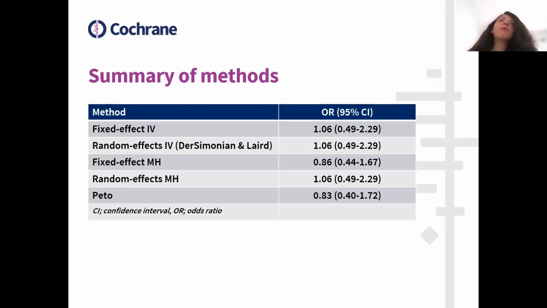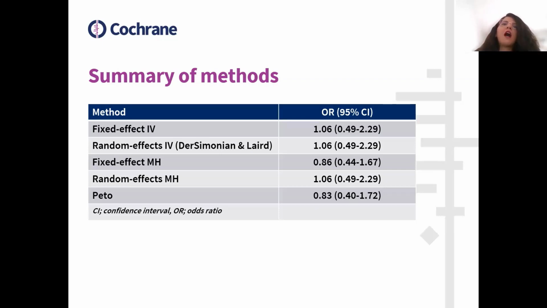So in total, we applied 5 different models to calculate our summary estimate, and we have 5 different estimates. As you can see, the fixed effect inverse variance, the random effects inverse variance, and the random effects Mantel-Haenszel methods give the exact same summary estimate. On the other hand, the fixed effect Mantel-Haenszel and the Peto method give a different summary estimate.